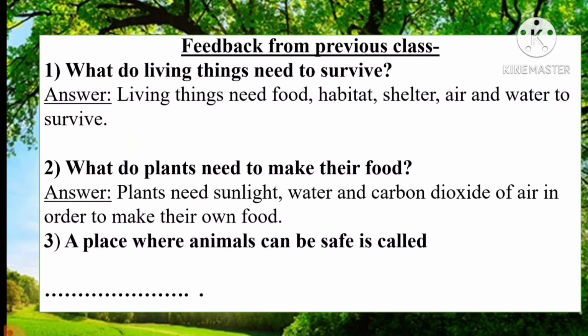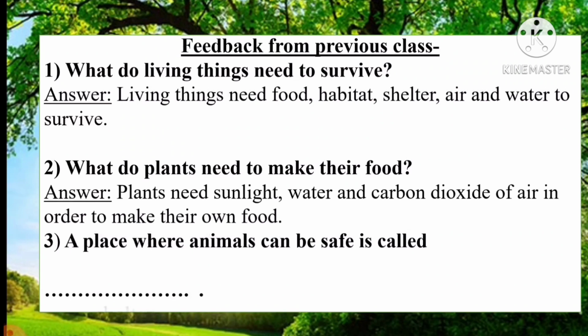A place where animals can be safe is called dash. What will be the answer? Yes, the answer is shelter. A shelter is a place that is made by the animal. Animals make the shelter to protect themselves. Okay, so a place where animals can be safe is called shelter.